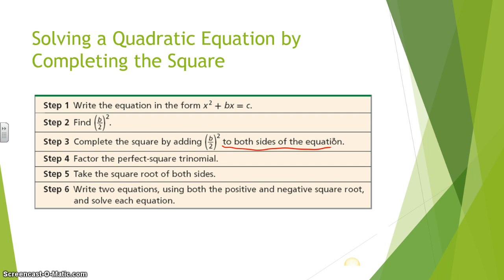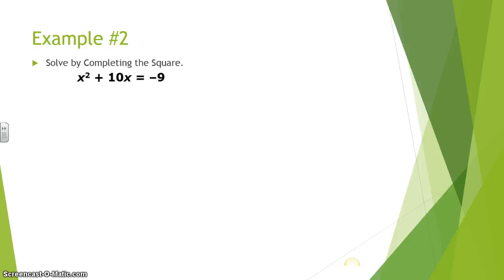You then are going to factor your perfect square trinomial for step 4. Step 5, you would take the square root of both sides. In step 6, you're going to write two equations using the positive and negative square root to solve your equation. So there's a little bit more steps involved, but let's walk through this so this makes sense. So here we have x squared plus 10x minus 9.